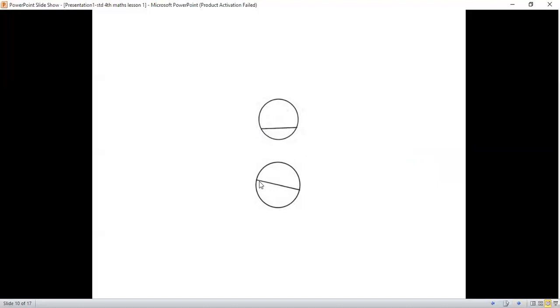Now this is also a line which divides the circle into two parts. So this is a diameter. The diameter always runs through the center of the circle, from one point of the circle to the other side of the circle. So it is called a diameter.